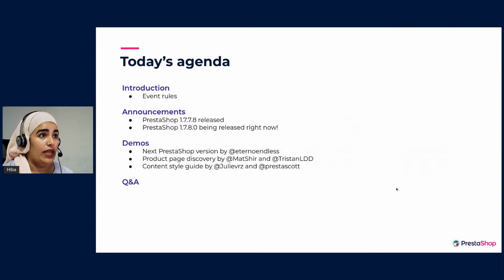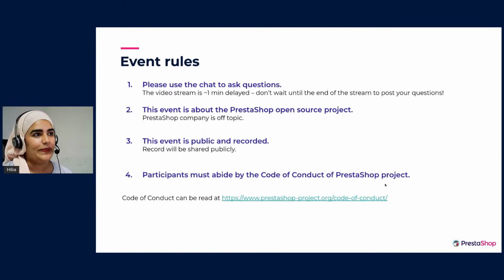Let's list today's agenda. So at the beginning, I'm going to explain some event rules. Then we have two big announcements for you. The third part is about the demo, where Pablo is going to present the next PrestaShop version, followed by product page discovery by Matthias and Tristan. Then content style guide presented by Julie and Scott. At the end, like usual, the Q&A session.